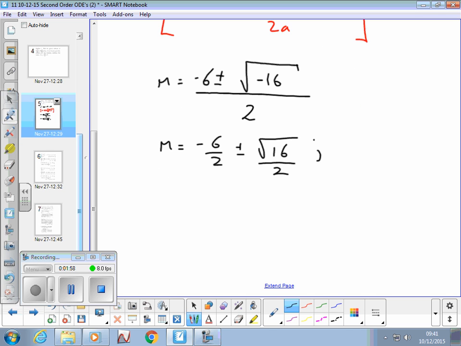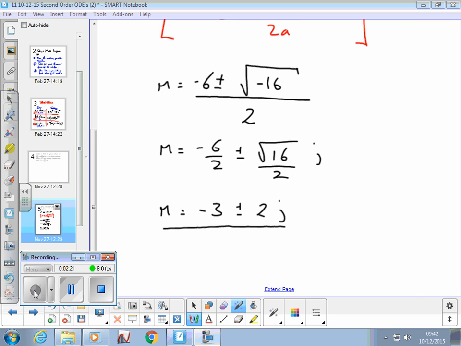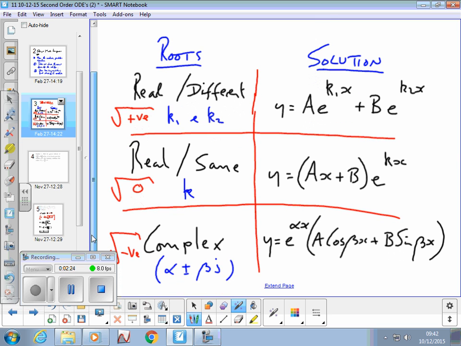And if you remember back to our work on complex numbers, at this point we separate out the real and the imaginary parts. So m turns out to be -3 plus or minus square root of 16 is 4 divided by 2 is 2j. So we get that as our solution. So now look at the table of roots. Here's mine. We've got a root of this form, look. Alpha plus or minus beta j. So alpha is -3 and beta is 2.